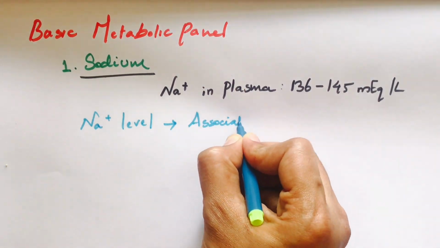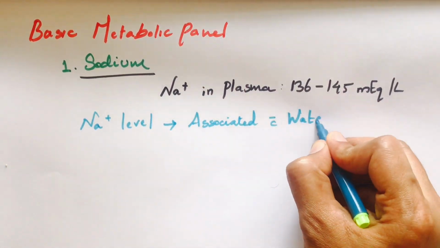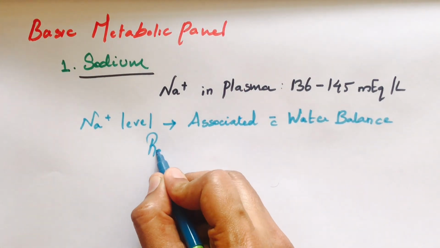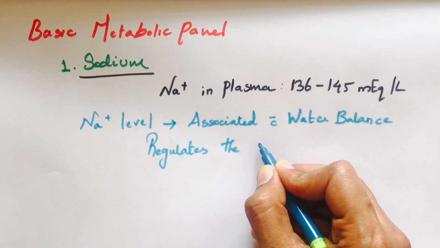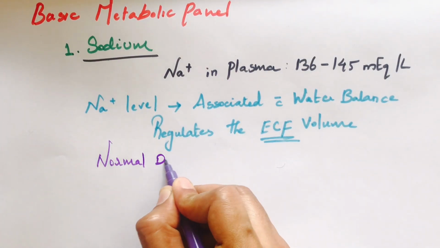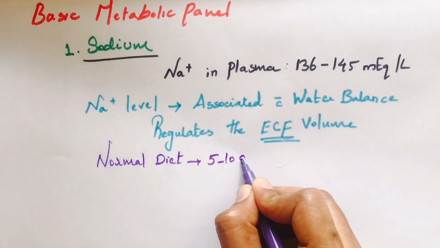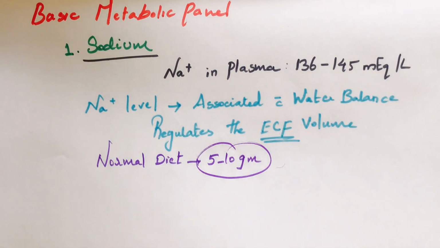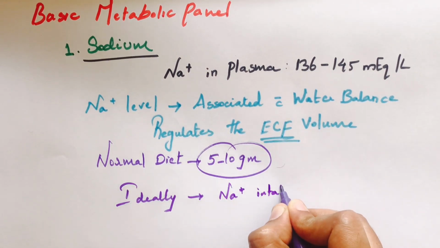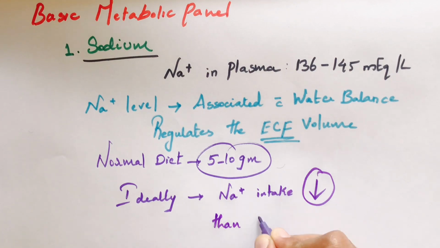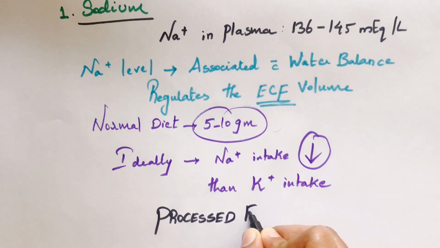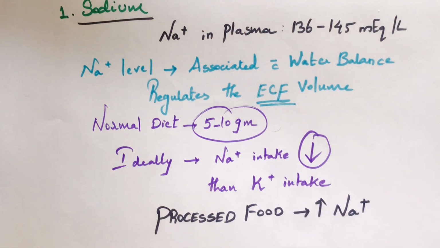Why should we order a sodium investigation? Because it is associated with water balance in the body. It regulates the extracellular fluid volume. What is the quantity of sodium in a normal diet? It is 5 to 10 grams. Ideally, sodium intake should be less than the potassium intake. But we should know the processed food is rich in sodium.